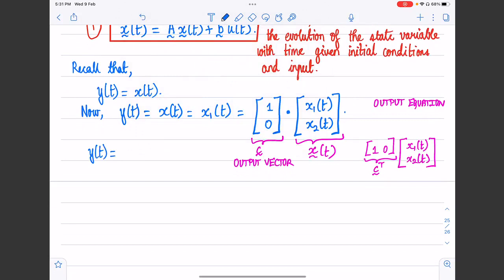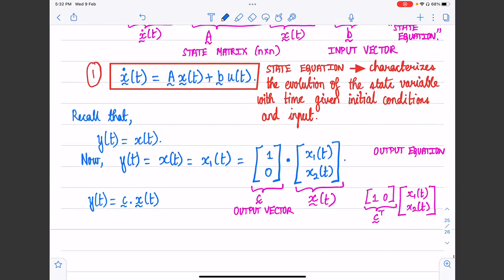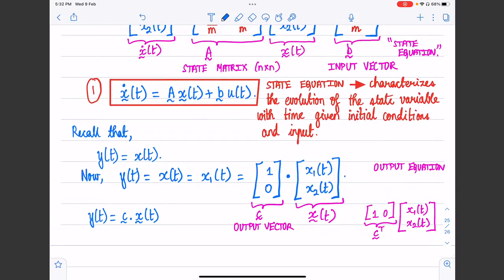Sir, one query here. We have derived the first equation which has this x parameter, right? x is anyway the output which we will be getting against the input u of t, right, sir? Okay, good point. Let me clarify here.